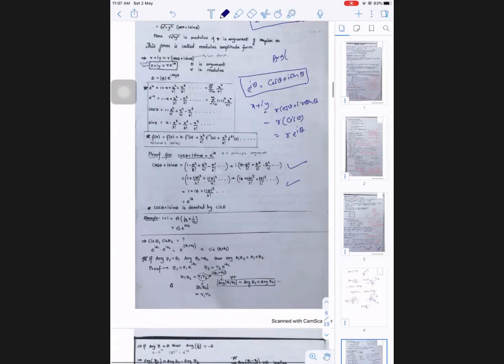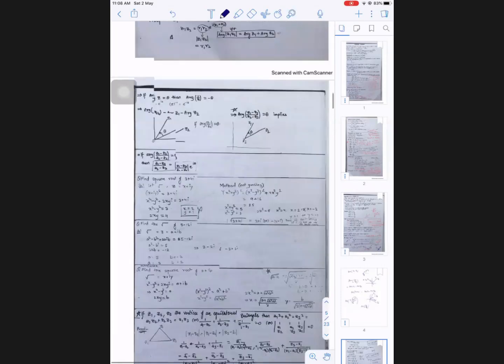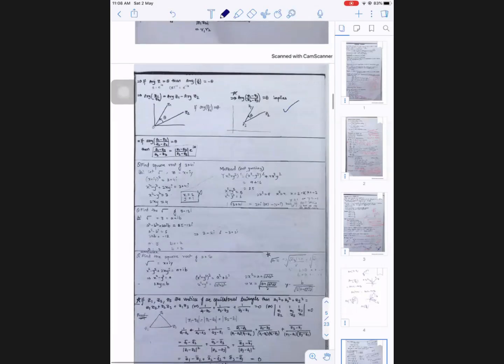Sir, one doubt, sir. What is the doubt? Sir, if they give argument of (z3 minus z1) by (z2 minus z3) equal to theta, how will you represent the diagram, sir? Okay, we'll come to this. Next it's coming, that point only. Yes, this concept is there here.